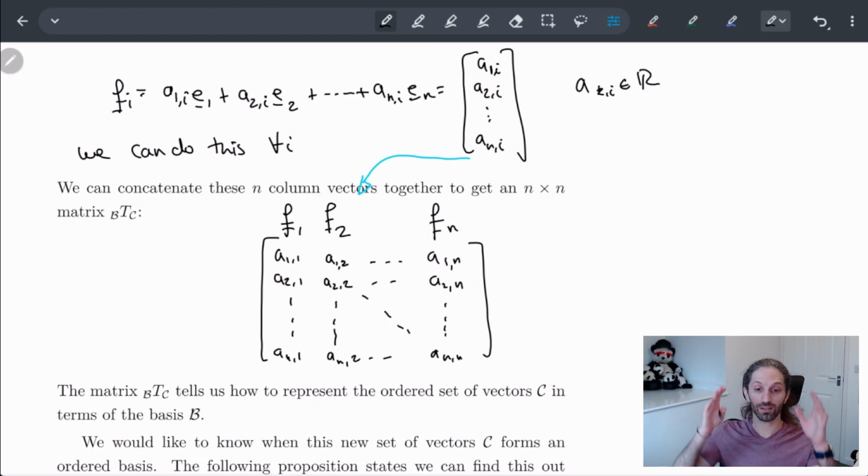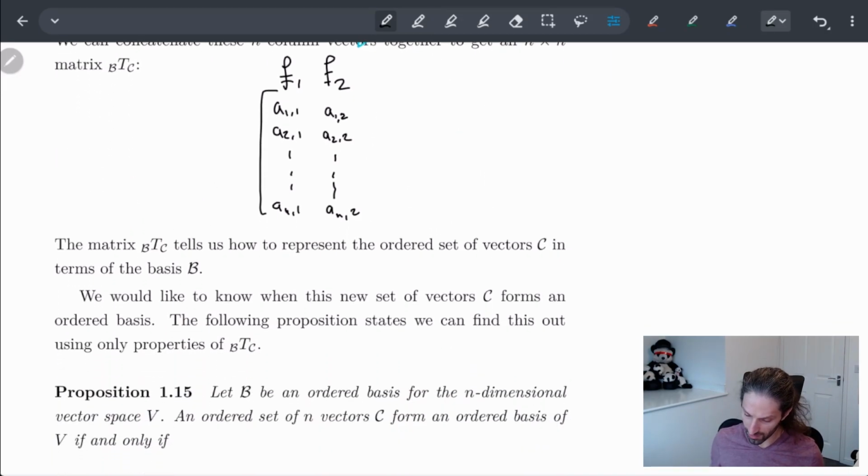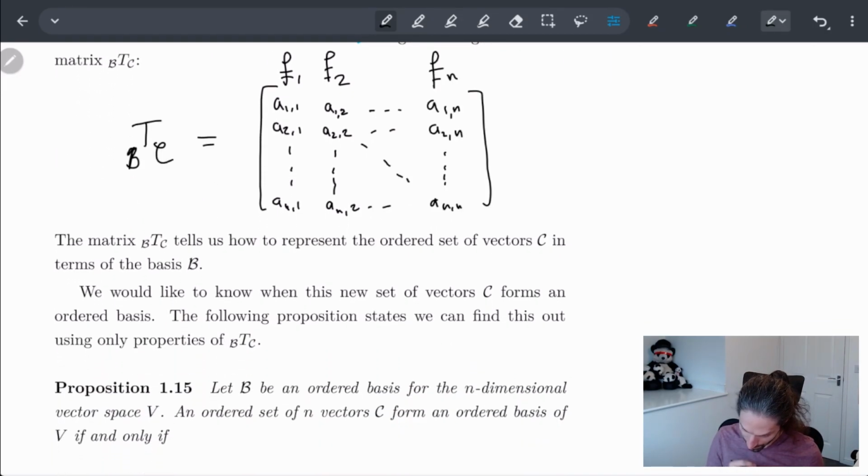And since we're going from a basis B to a basis C, we're going to call this the transition matrix. This is what gives us the transition from B to C. So we'll denote this as B transition C. And this is going to turn out to be a transition matrix. We'll define it in a second, but first, there are some things we need to know.